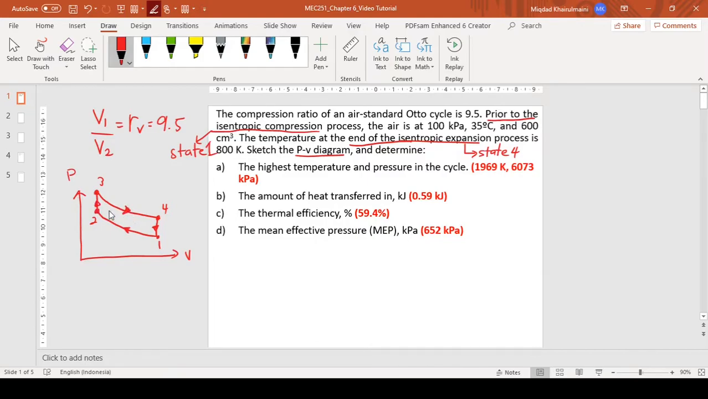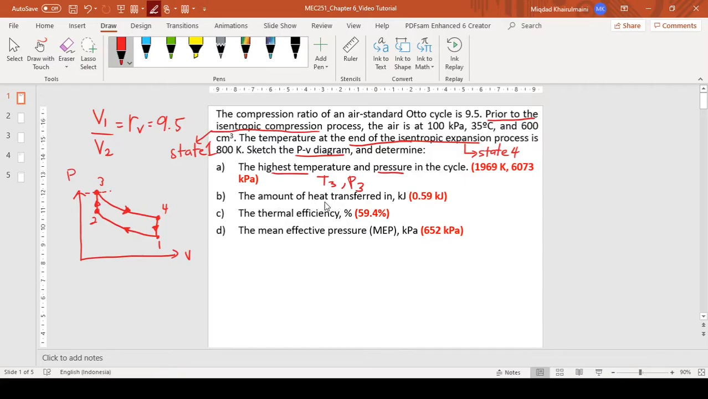As you can see, the maximum state for the cycle is at state 3. So the highest temperature and pressure here refers to T3 and P3. Based on the PV diagram, of all the 4 states available, state 3 is the highest.